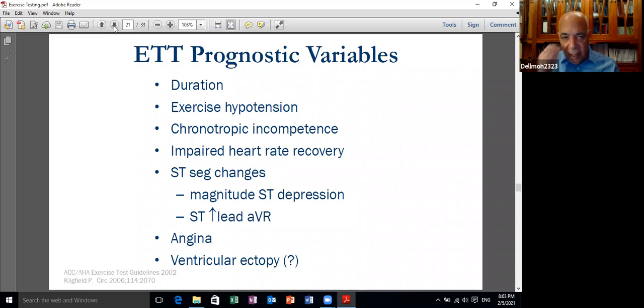And then the ST segment changes. So as you see, the ST segment changes rank here behind 4 other factors, including the magnitude of the depression and whether there is ST elevation in lead aVR or not. And then the occurrence of angina. And of course, we doubt the value of ventricular ectopy, particularly in risk stratification, particularly in patients with good ventricular function.